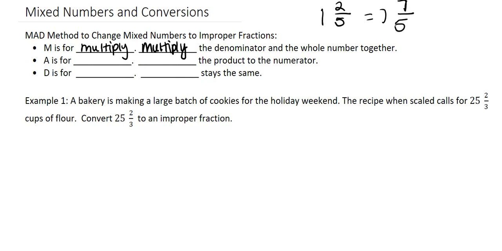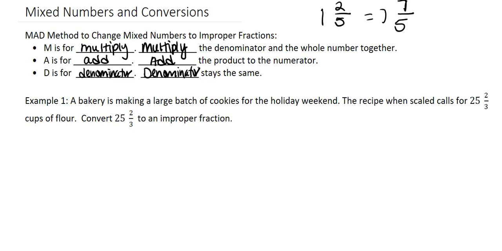And then what we're going to do is A, the next step, for add, because we're going to go ahead and add the product to the numerator. So after we go 5 times 1, that's 5. And then we add that 2, so that would become 7. And then D is for denominator, because the denominator stays the same. So let's go ahead and look at the first example.